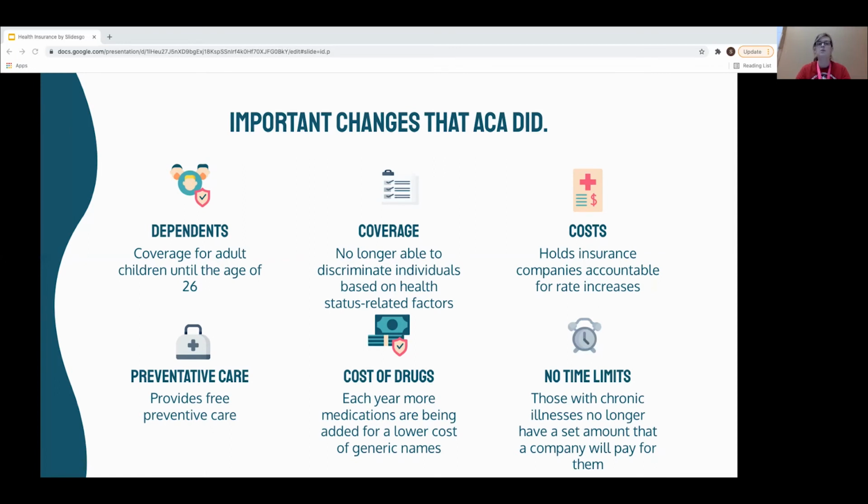Costs. A big thing with it is that it held insurance companies accountable for their rate increases. It also made preventive care provided at no charge to individuals with their plan. Also, it helped decrease the cost of drugs. So each year, medications are being added to the generic name list in order to reduce that cost.